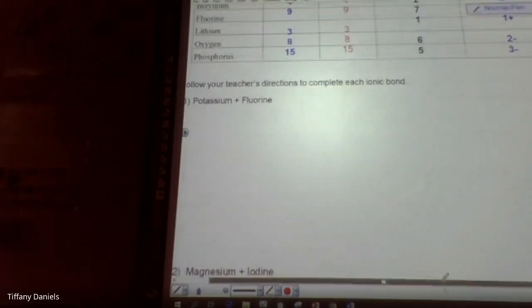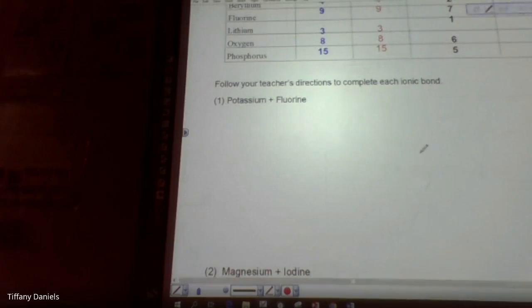All right. Now yours is going to look slightly different from mine because I spaced mine out so there would be room. Does anybody want to do this on a sheet of paper? Okay. We're going to be drawing. Would you like to draw?